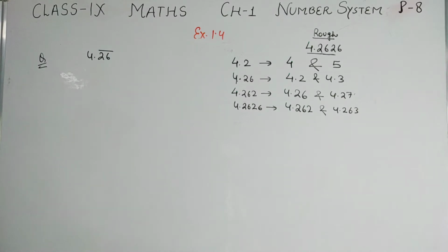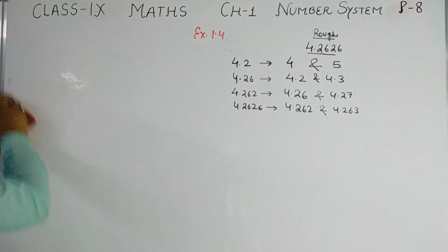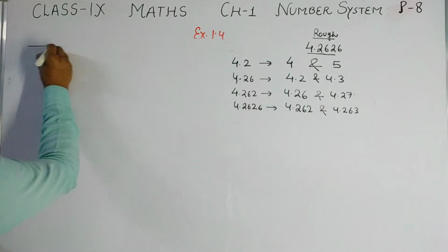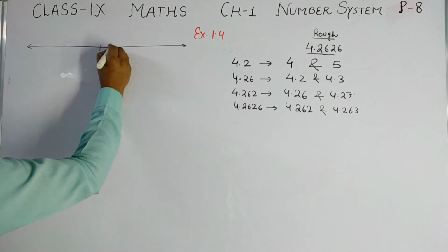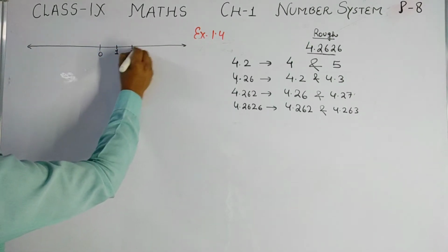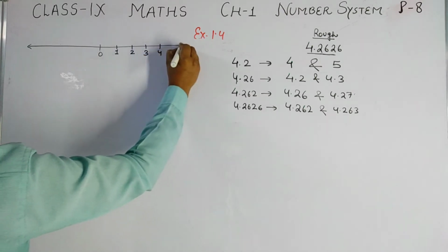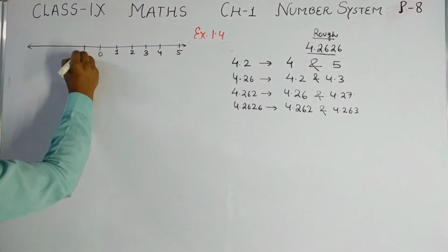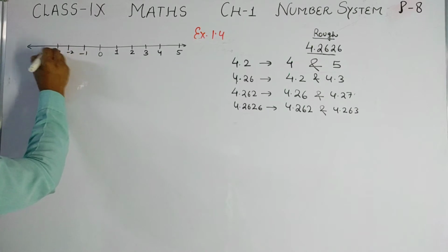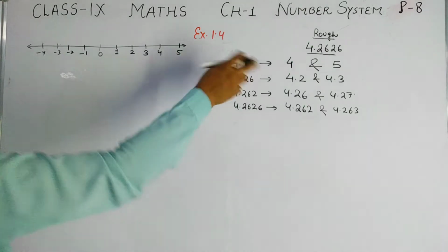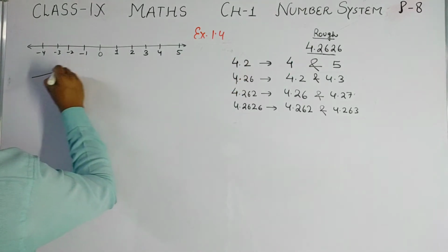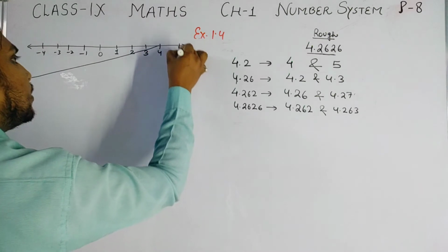Now let us see how we will represent it. We will start from 0, 1, 2, 3, 4, 5, and here it is -1, -2, -3, -4 and so on. In between 4 and 5, so this is 4 and this is 5.